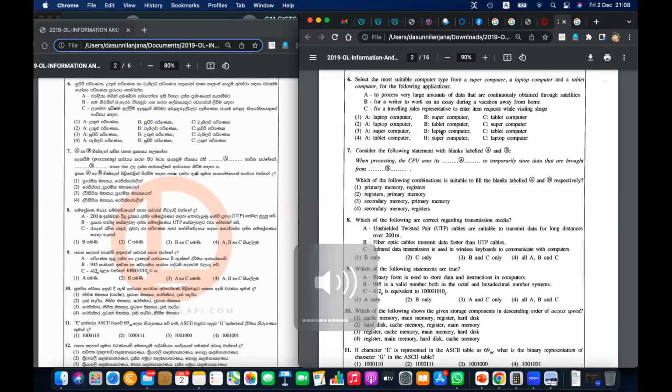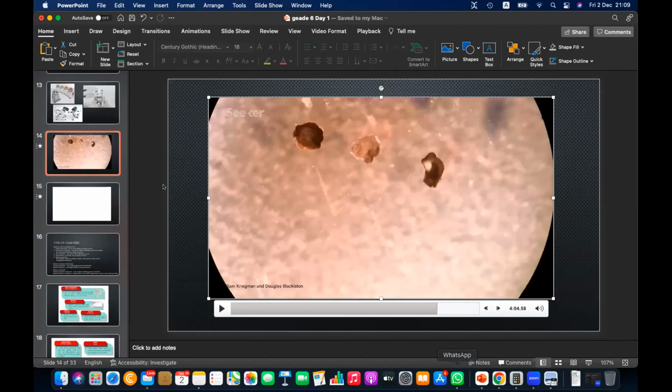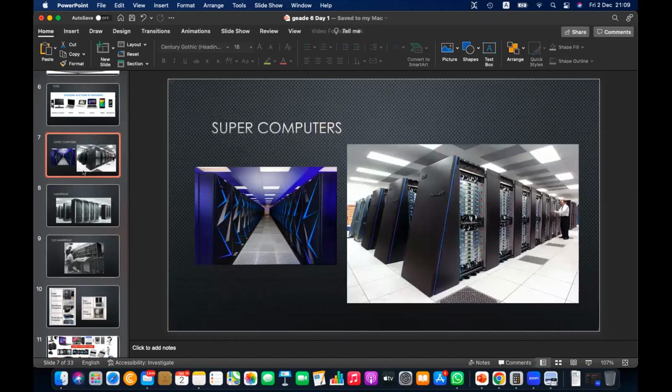Question number 6, the most suitable computer type from supercomputer, laptop computer, tablet computer for the following applications. Supercomputer. So let me show an image if you have not seen. This is what the supercomputer is. It's a giant, large computer. Google-like organizations use it because per second there are more than 99,000 searches in Google.